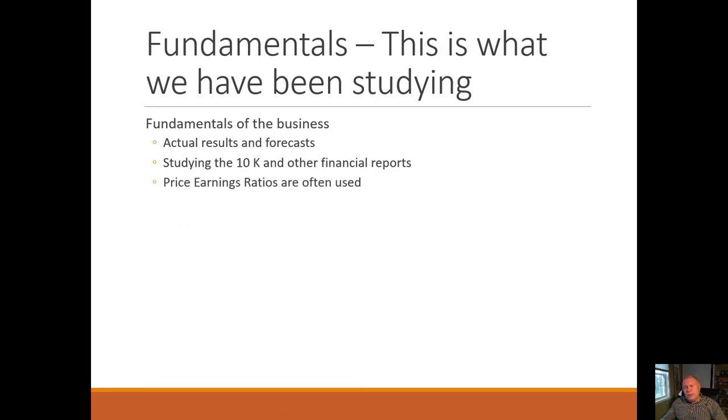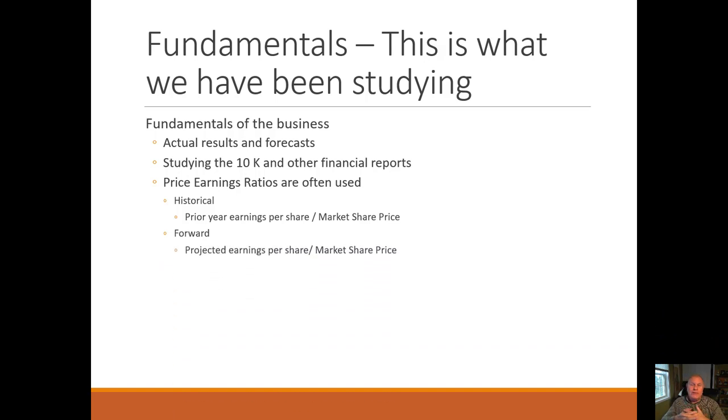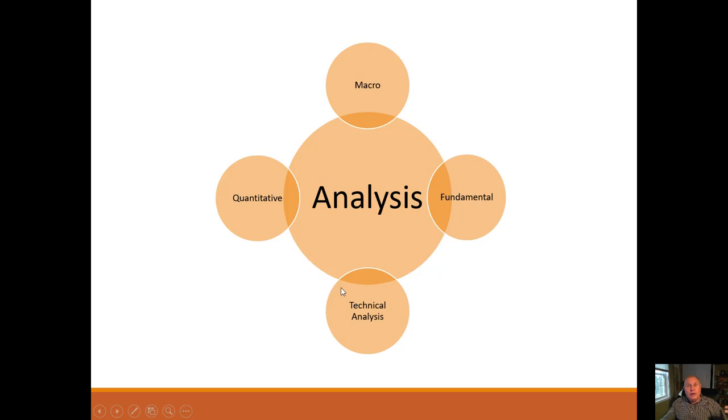We look at the PE ratio, the price to earnings. We look at it from a historical perspective, which is the prior year's earnings per share divided by market share price, and conversely, projected earnings, forward earnings. So you can't just look at historical, because the value of a company is based on what the future cash flow will be. That's often used. So that's what we've been studying, fundamental analysis, and your final project is really a fundamental report on the company. Critical point, but it has to be within the context that it's a part of the overall analysis.